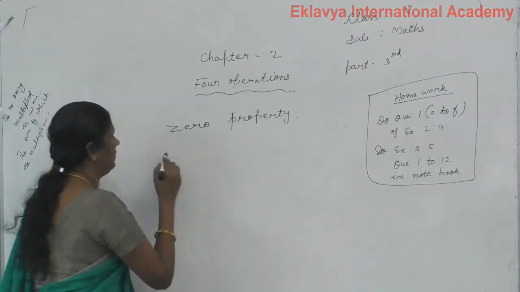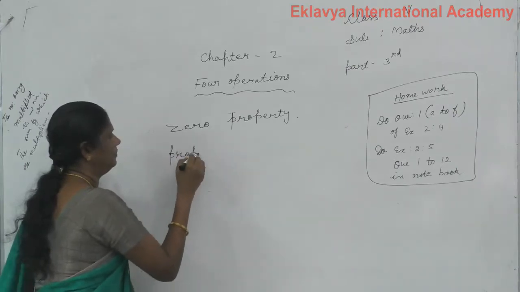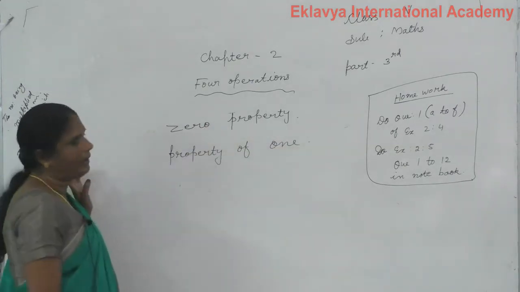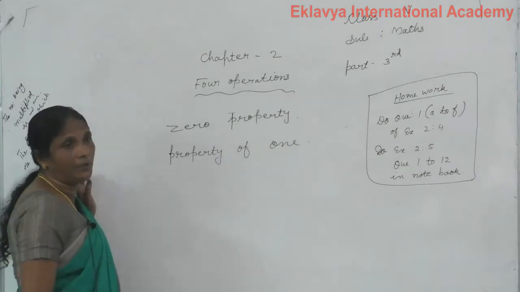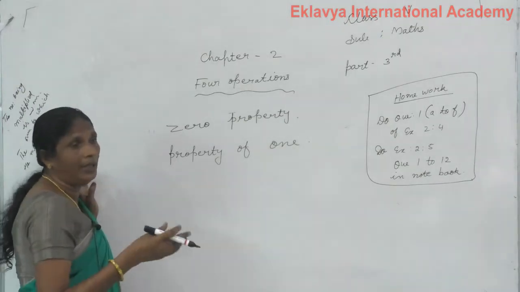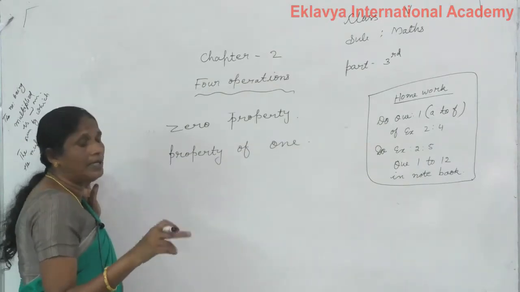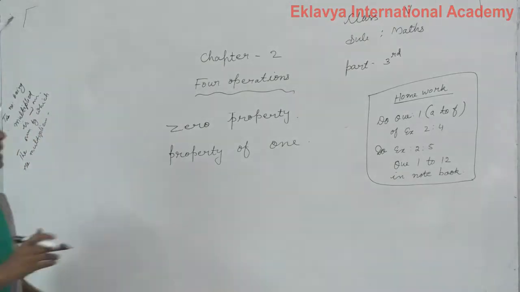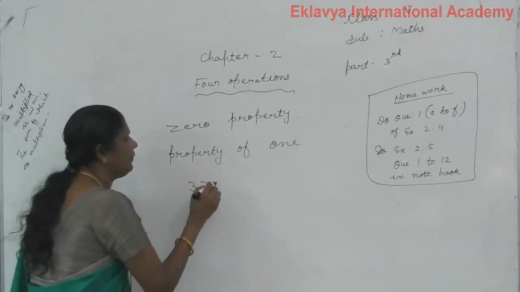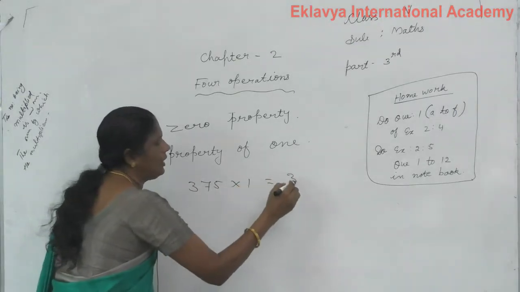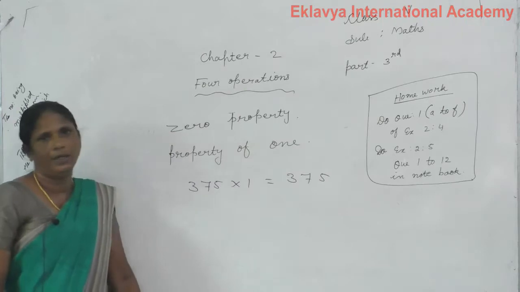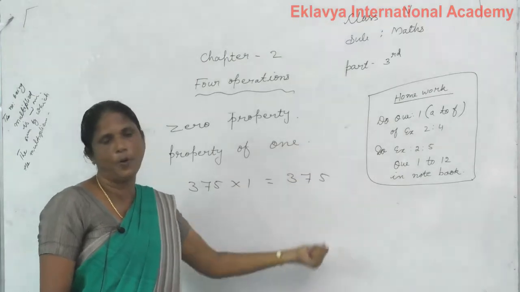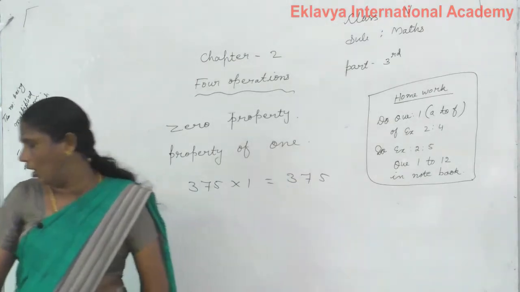Next, property of 1. Here we multiply any number by 1, the result is the number itself. Here 375 multiply 1 is equal to 375. This property is called property of 1.